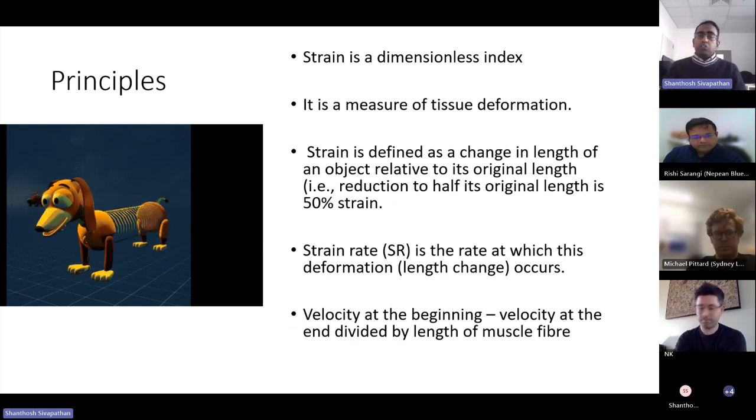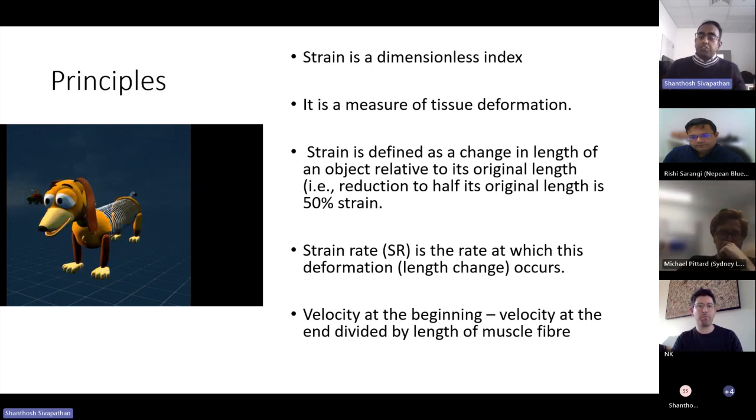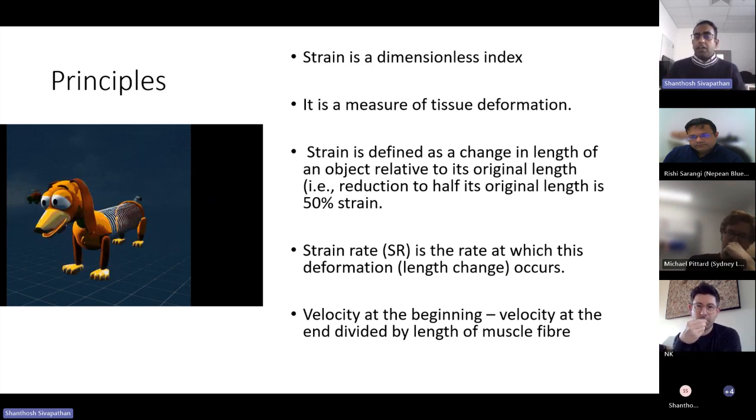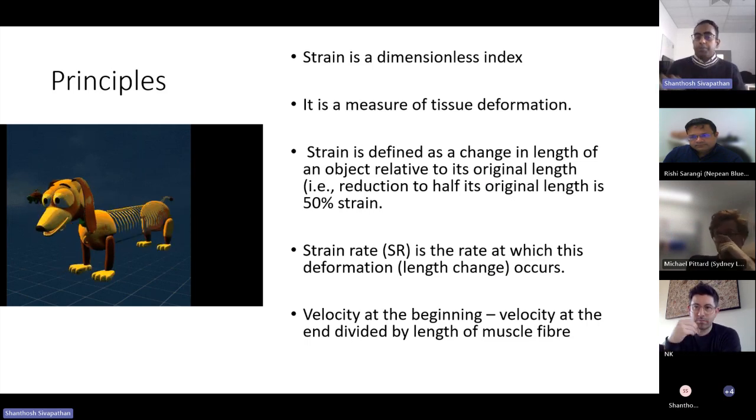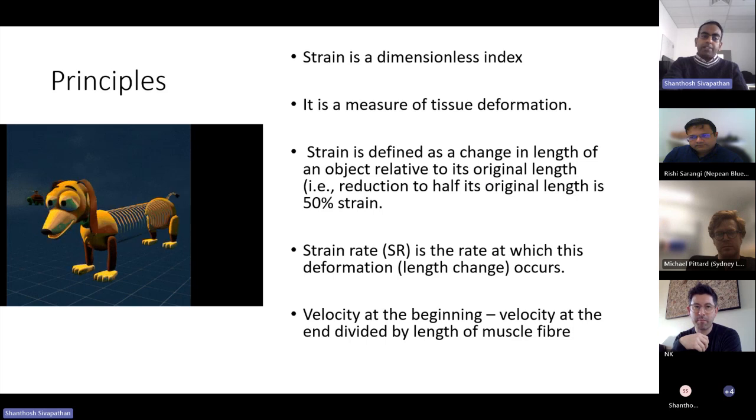So strain, when we talk about strain, it is a dimensionless index. It looks at the deformation of the tissues during systole and diastole. It is a measure of a change in length, in other words, from its original to its current position, and then you do a percentage change in that, and that will give you strain measurements. But the rate at which this changes is what is known as strain rate. Now, strain rate is not commonly used in clinical practice. It's usually more of a research practice, but we generally look at strain and assess it as a percentage.